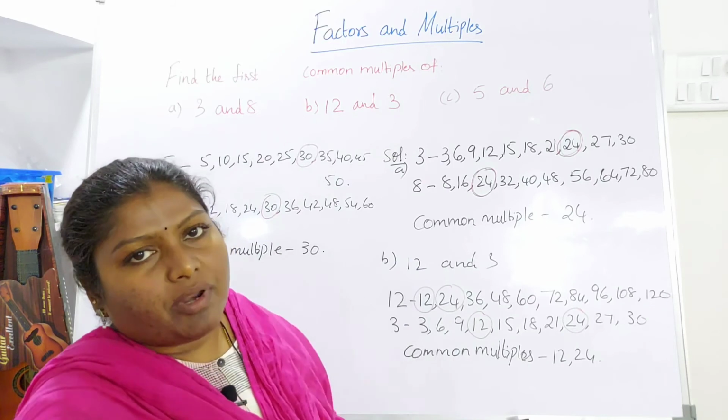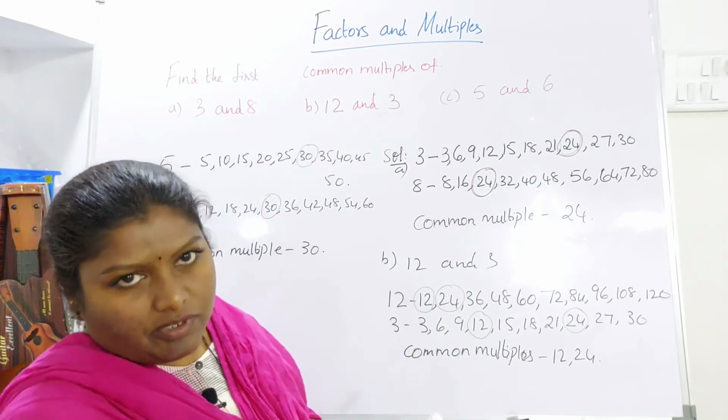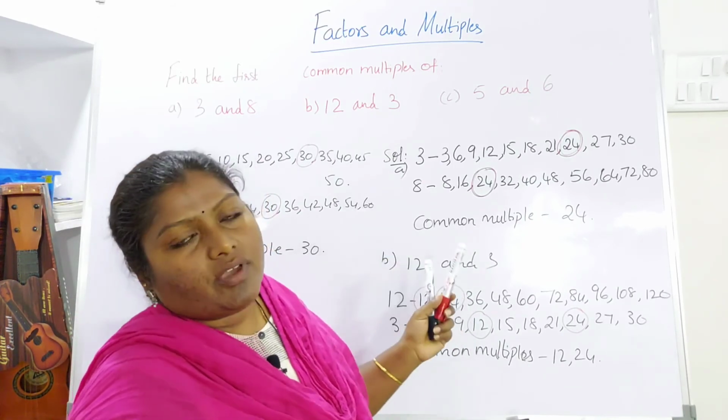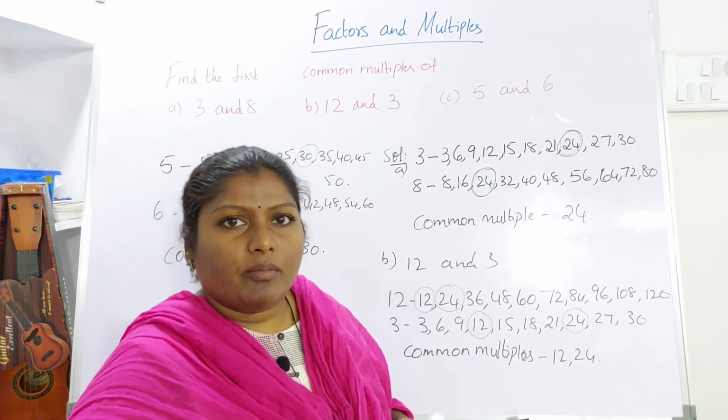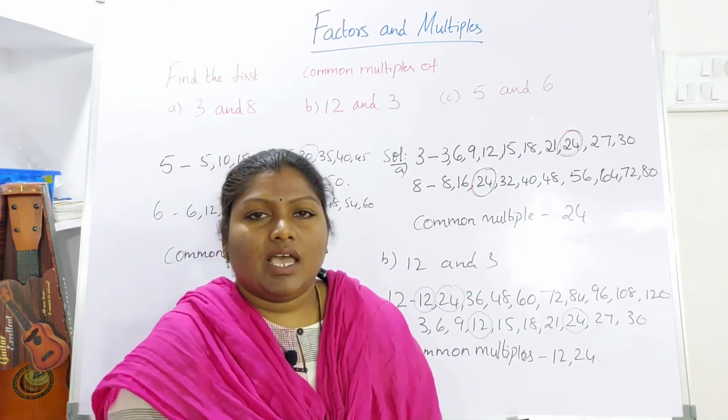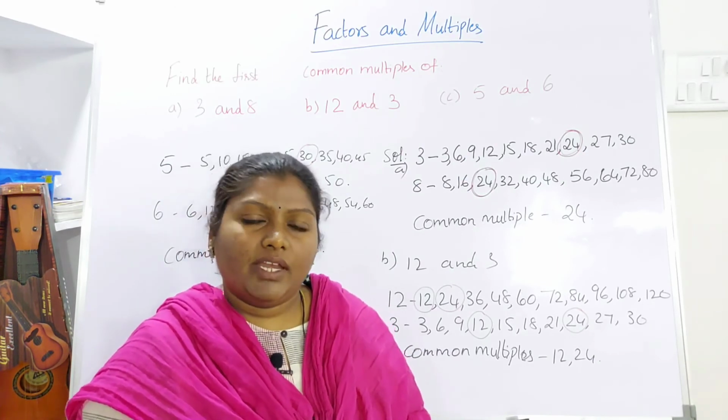There is another way, the prime factorization way or the division method, wherein you can directly find out the common multiple and the common factor. So in the next class, I'll be explaining the division method of finding out common multiple and common factor.